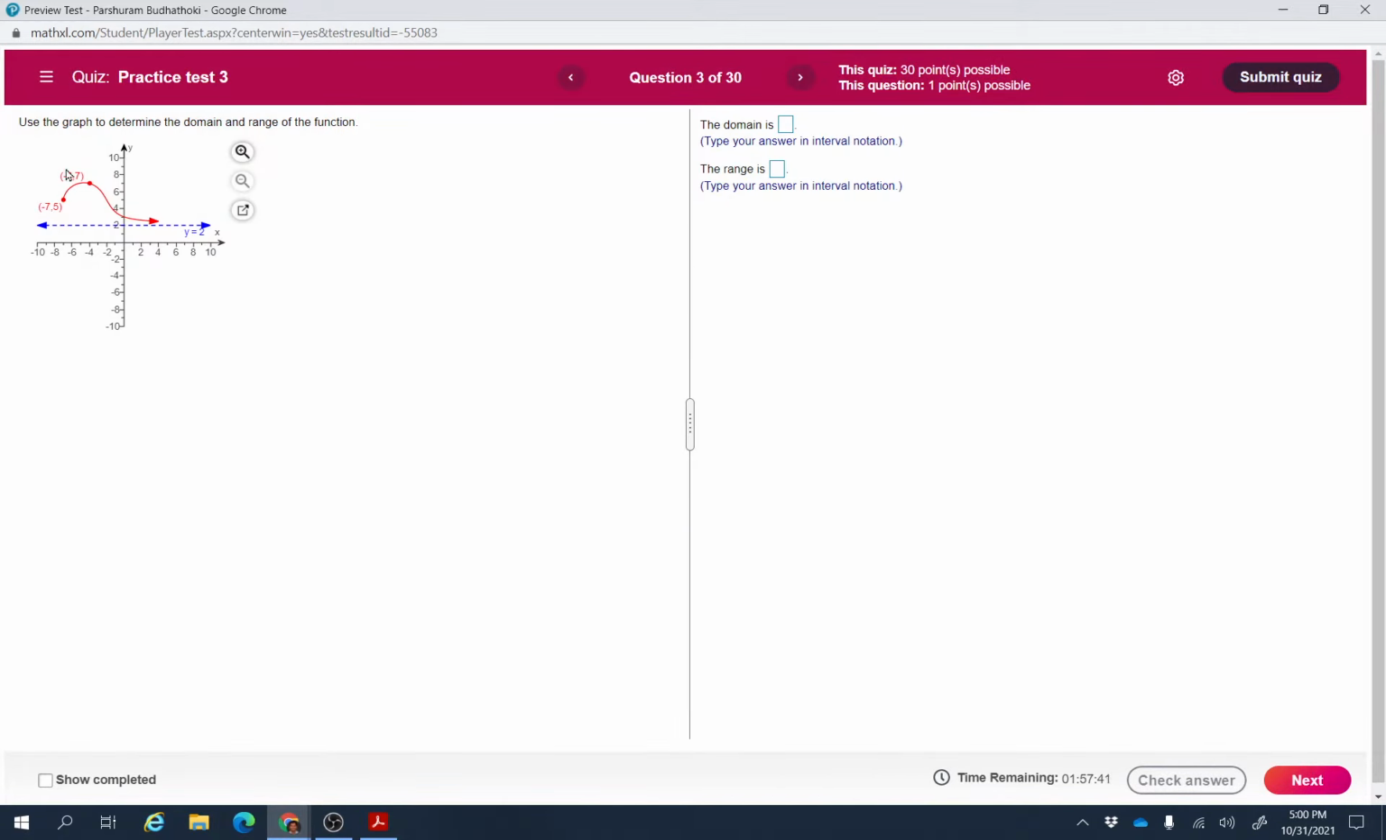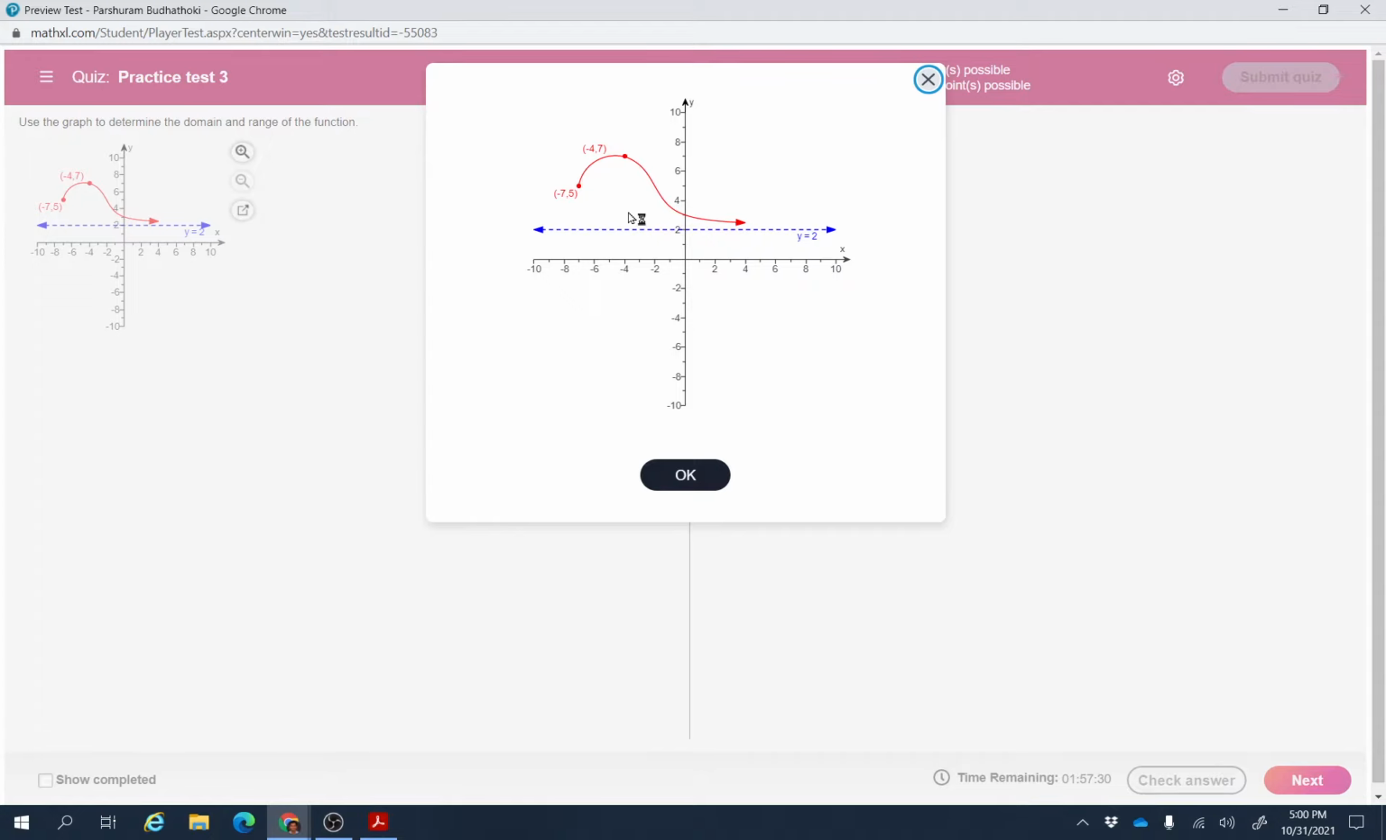Here in this problem, we need to find the domain and range of this graph. Domain means from what point to what point the graph is moving on the x-axis. If you zoom in on this graph, the starting point for the x value is negative 7, including that point, and it's going up to, this arrow means keep going, so there is no stop on the right side. So the domain is from negative 7, including negative 7, to positive infinity.